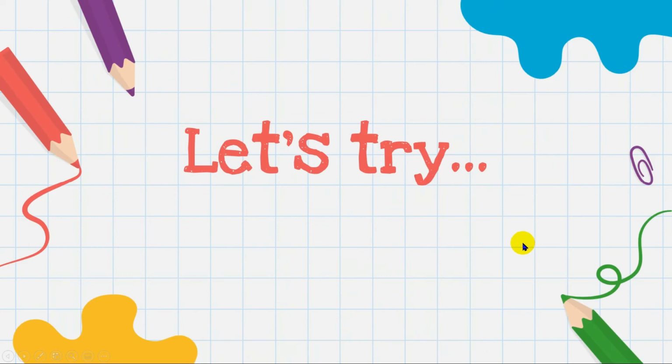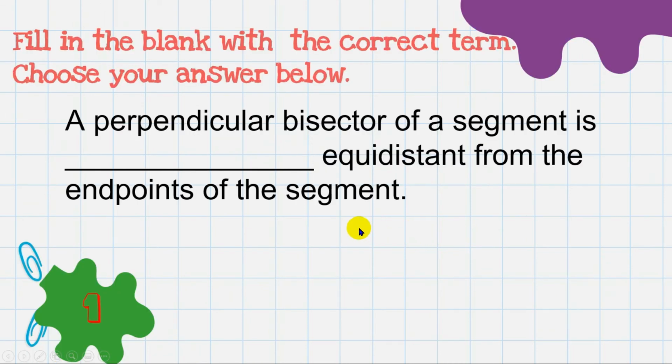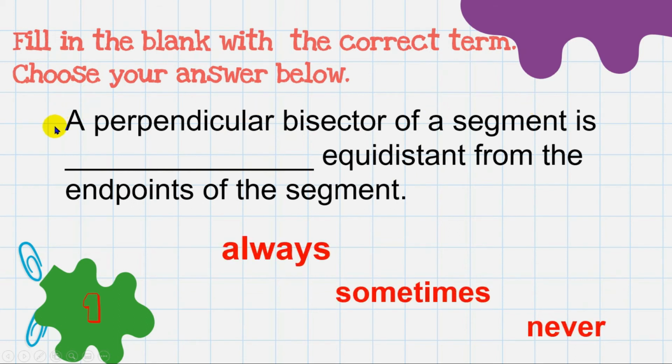Okay? So, now, let's have few questions to answer para masabi natin na alam na nga talaga natin kung ano ang ibig sabihin ng perpendicular bisectors. Okay, for our first question, sabi dito, fill in the blank with the correct term. Choose your answer below. So, the statement says that a perpendicular bisector of a segment is blank, equidistant from the endpoints of the segment. Yun daw bang line segment, ray, or line mismo na tinatawag na perpendicular bisector ay always, sometimes lamang, or never talagang naging equidistant from the endpoints of the segment. So, the answer here is always.